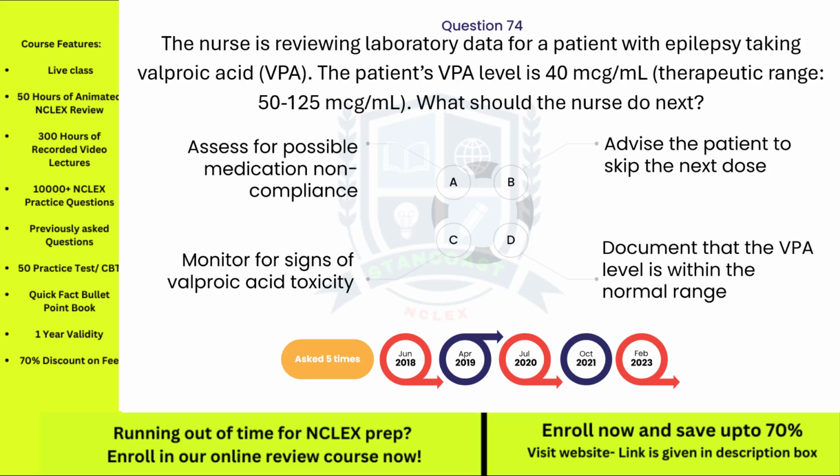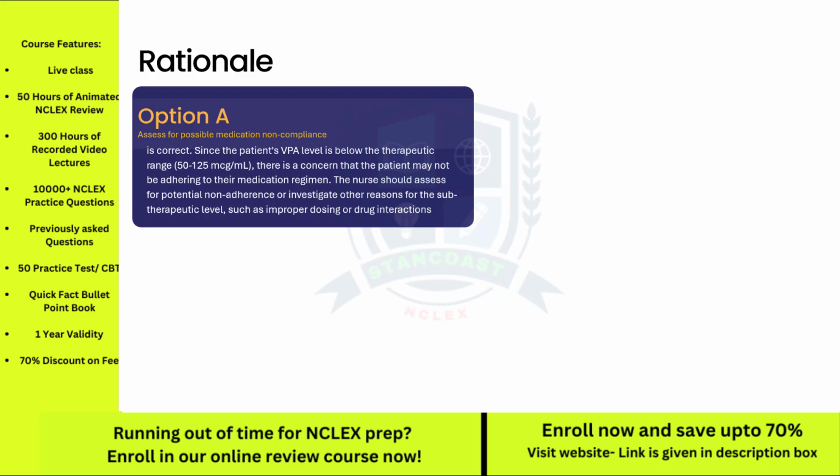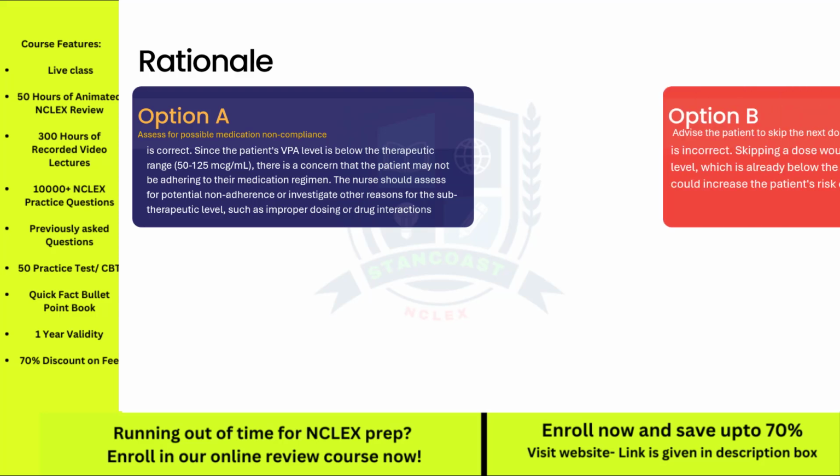The correct answer is A. Assess for possible medication noncompliance. A is correct. Since the patient's VPA level is below the therapeutic range, 50-125 mcg per ml, there is a concern that the patient may not be adhering to their medication regimen. The nurse should assess for potential non-adherence or investigate other reasons for the subtherapeutic level, such as improper dosing or drug interactions. B is incorrect.